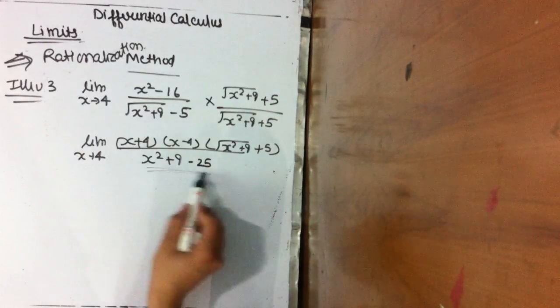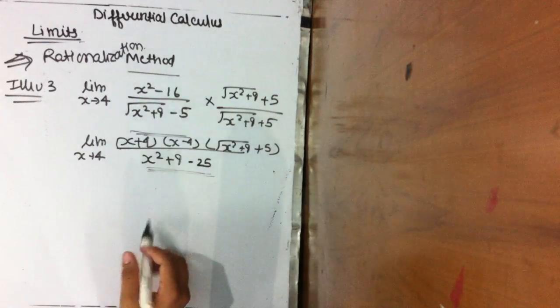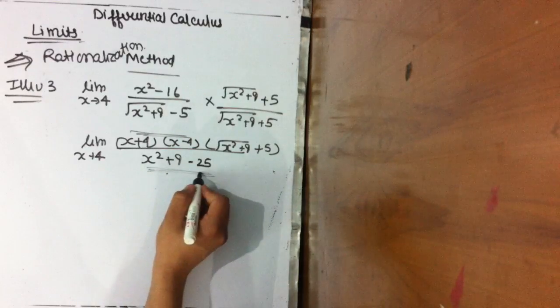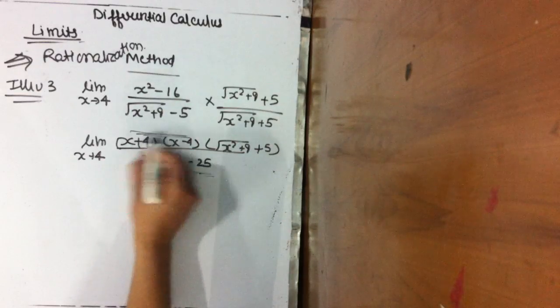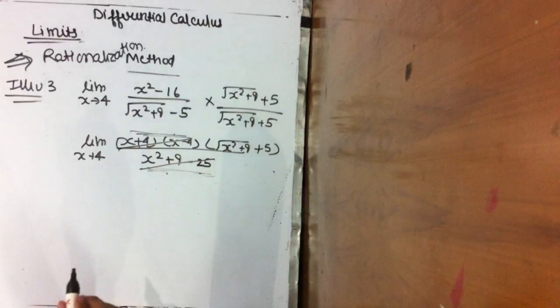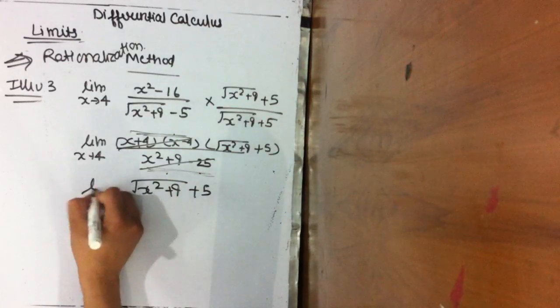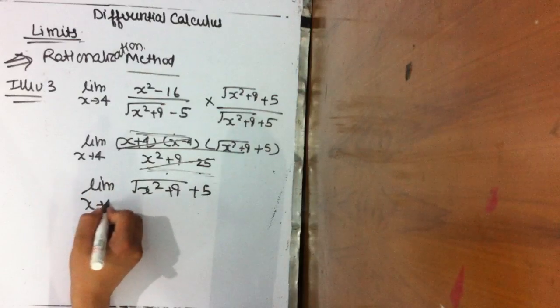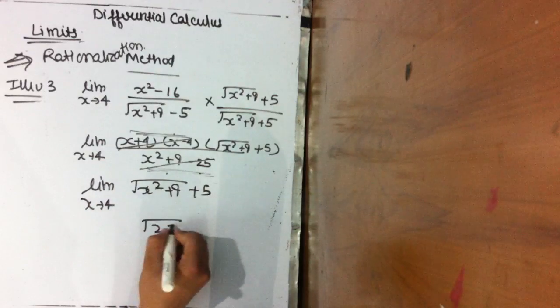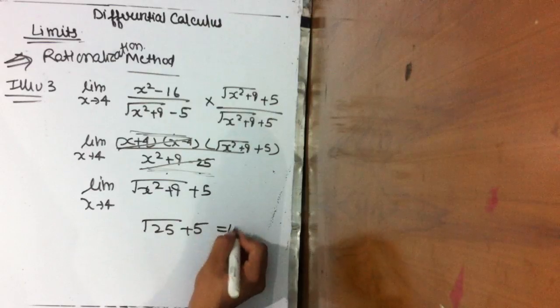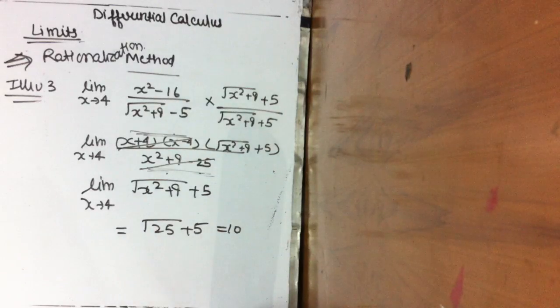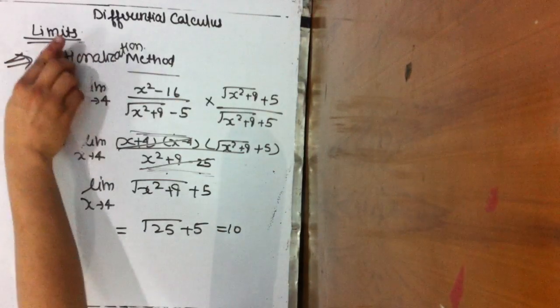So on splitting, this expression is exactly equivalent to this expression. That is x square plus 16 minus 16, and this is also x square minus 16. So this gets cancelled, forming root of x square plus 9 plus 5, limit x approaches 4. On putting the value, we'll get root 25 plus 5, that is equivalent to 10. So that's all about the rationalization method.